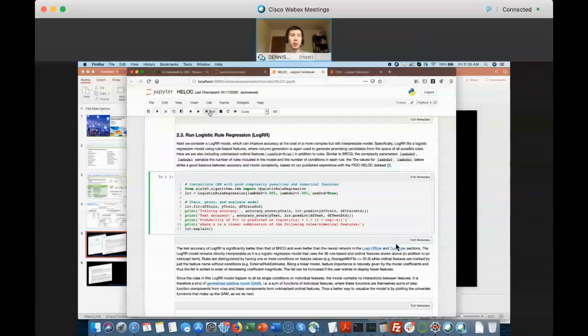So the code to invoke it is very, very similar. We're going to instantiate logistic rule regression, again with some complexity parameters that provide a good trade-off between rule accuracy, model accuracy, and the complexity of the model.